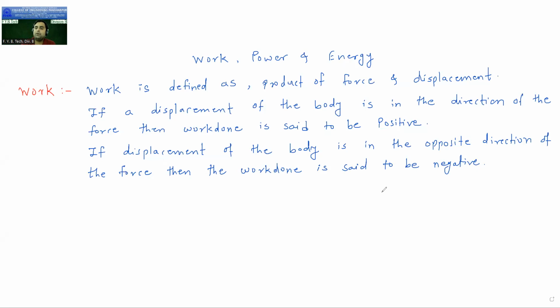So summation F into S is nothing but your work done, where S is the displacement, F is the force. So if a displacement of a body is in the direction of the force, then the work done is said to be positive. And if the displacement of the body is in the opposite direction to that of force, then work done is said to be negative.